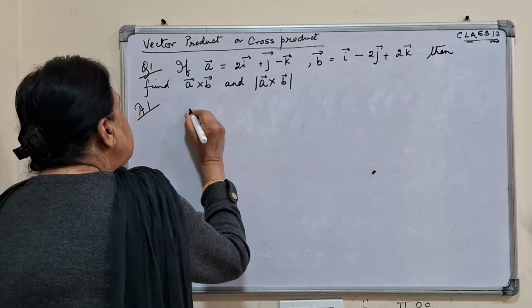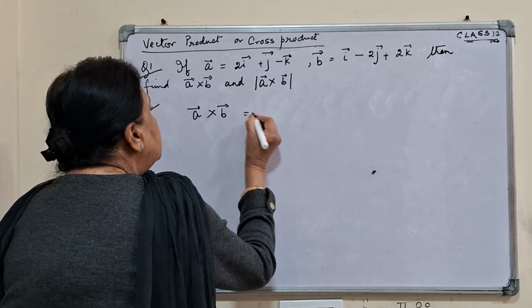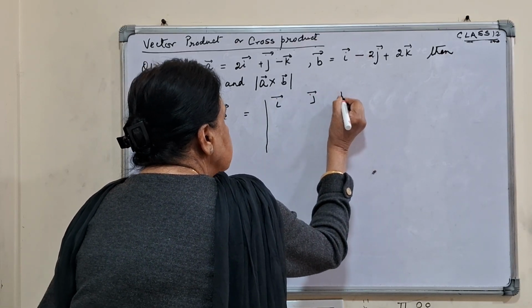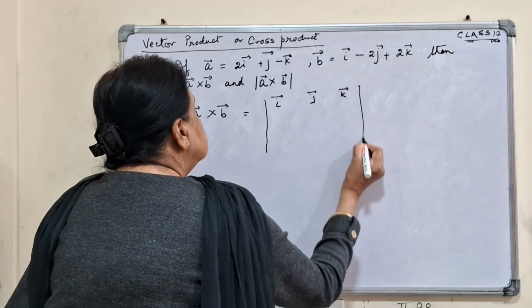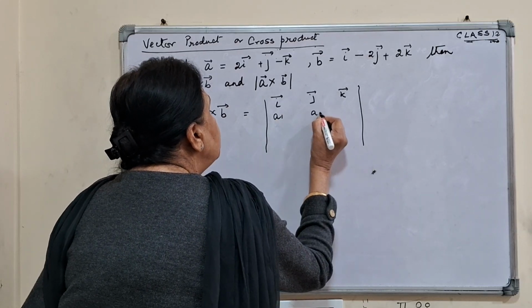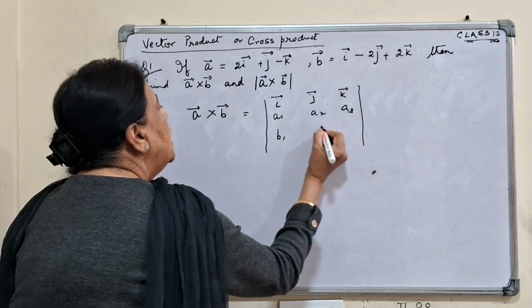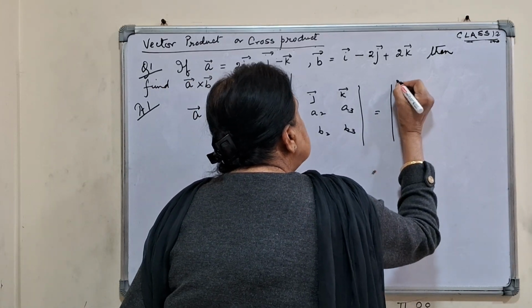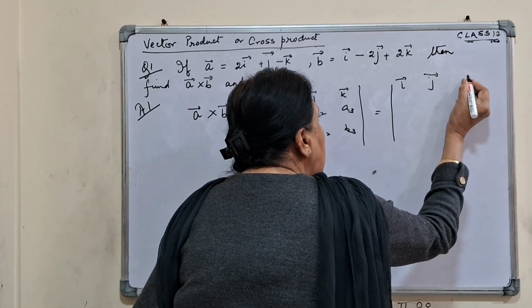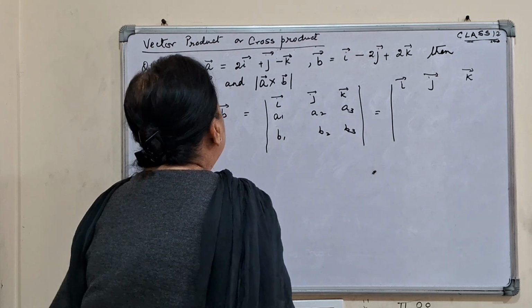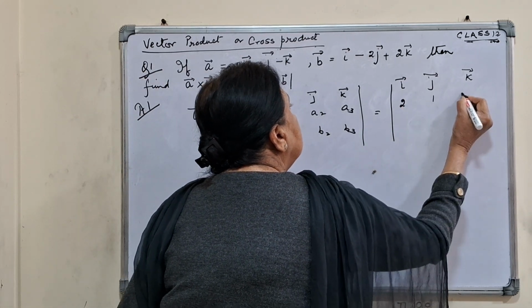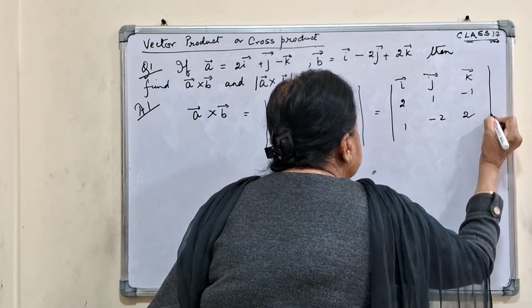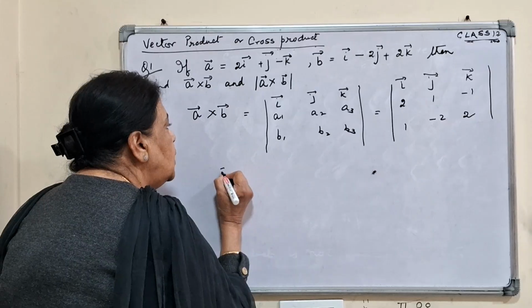A cross B is equal to, as I have learnt, the determinant of i cap, j cap and k cap; A1, A2, A3; B1, B2, B3. That is i cap, j cap and k cap; 2, 1, minus 1; and 1, minus 2, and plus 2. Then I multiply.